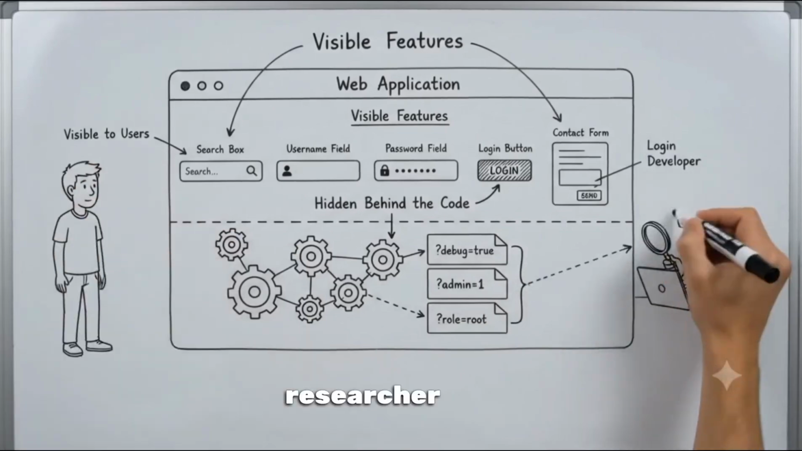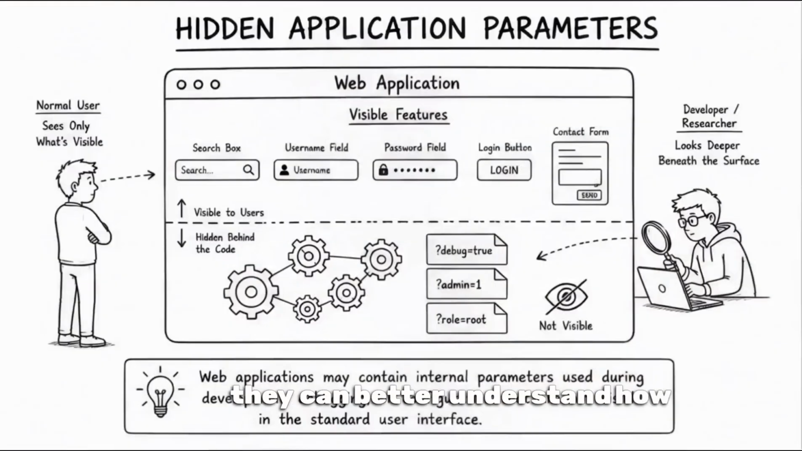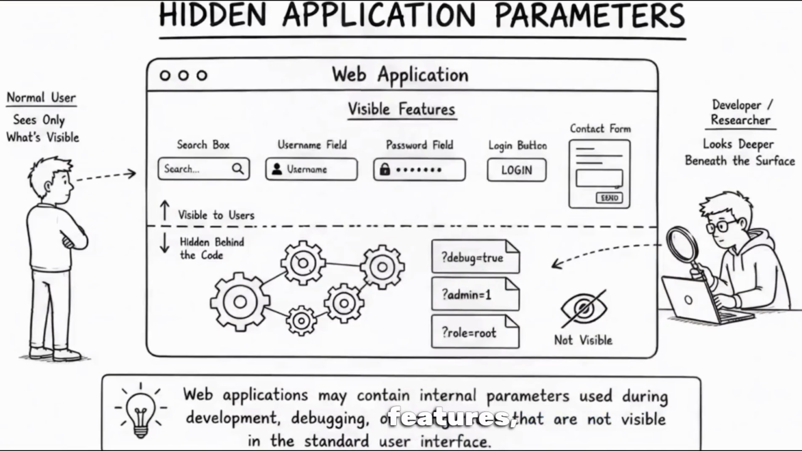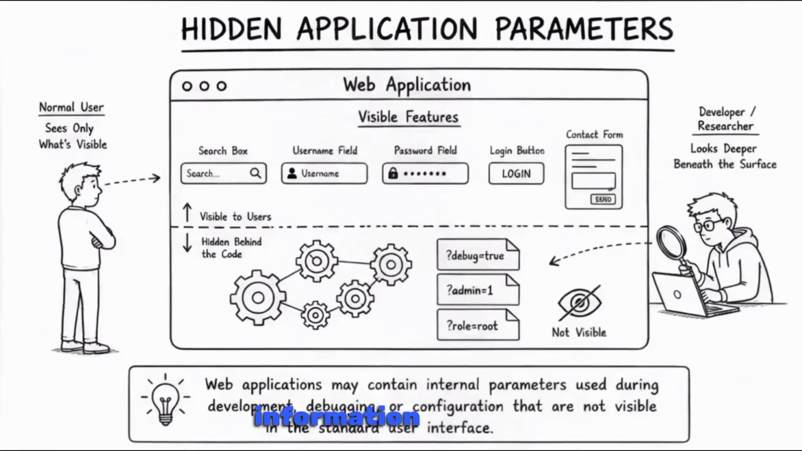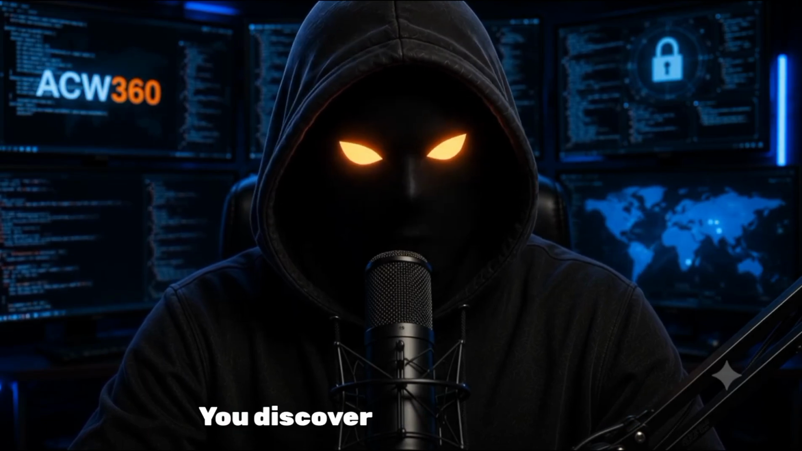If a security researcher can discover these hidden parameters, they can better understand how the application behaves. They can identify debugging features, evaluate security controls, or uncover information that helps during authorized security testing. But how do you find variables that don't show up on the screen? You don't guess them. You discover them using automation.